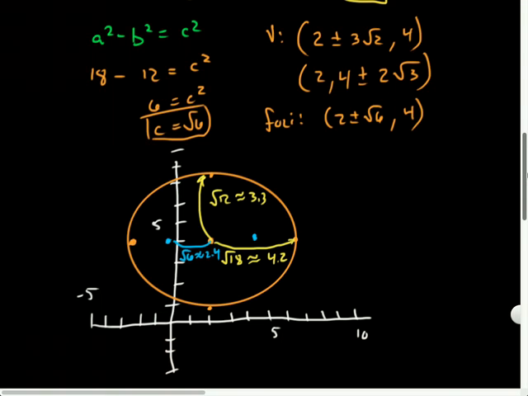Let's see if I can do one more problem. Hopefully I have enough room for it. I think I will. It says the endpoints of the major axis are at (-11, 5) and (7, 5). Okay. And the minor axis are at (-2, 9) and (-2, 1). You know what? This time I'm gonna kind of draw just a better graph.